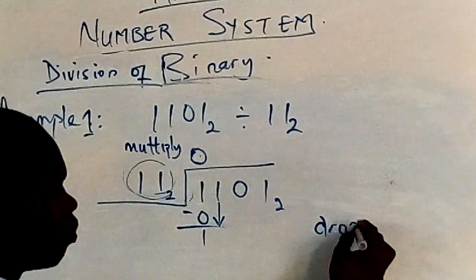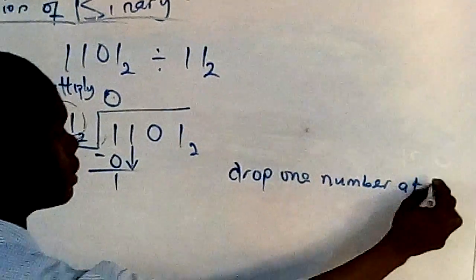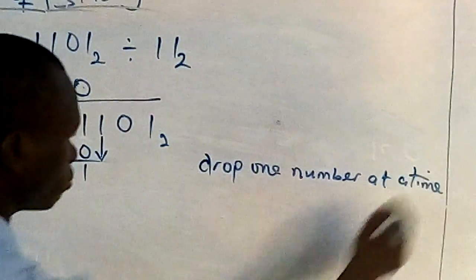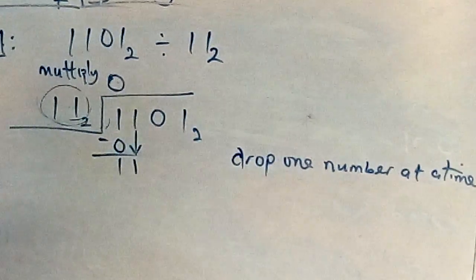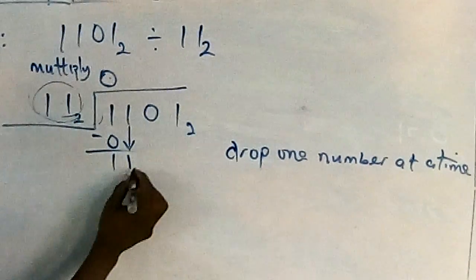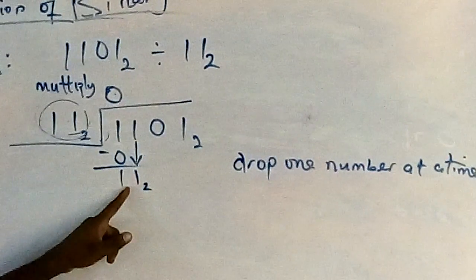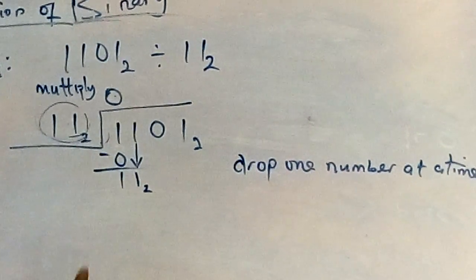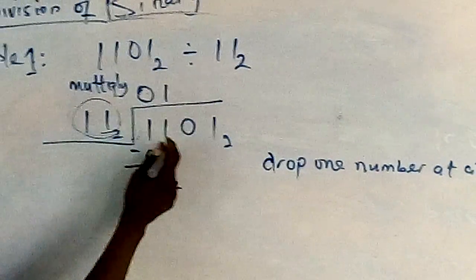Note, you drop one number at a time. Drop one number at a time. Now, dropping just one will give you 1, 1. And mind you, we are dealing with base 2. So we are having 1, 1 in base 2. Now look at this. We have 1, 1 divided by 1, 1. Just like 11 divided by 11 will give us what? 1. So you write the 1 on this number we are using now.